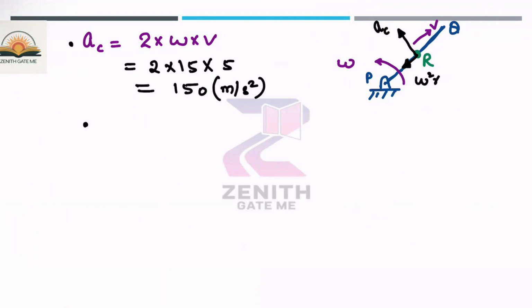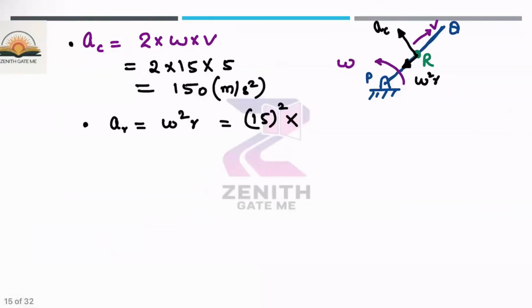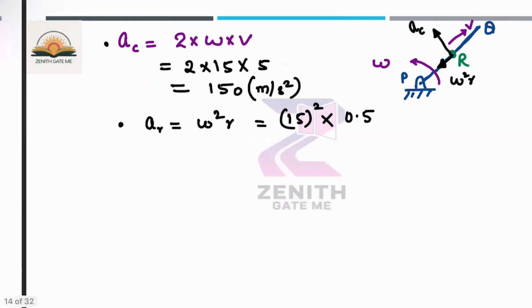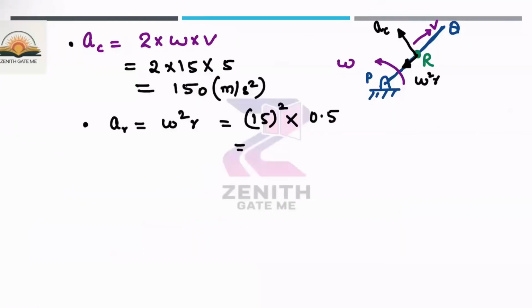Now the second acceleration is the radial acceleration. We can say that omega square into r, omega is 15 square. And what is the radius? The radius of this point, that means the distance of this point to P, which is already given, PR is equal to 0.5. So this value is nothing but 0.5. Let me check. Yes, 0.5. So this is 225 into 0.5. So the radial acceleration value you can easily calculate.